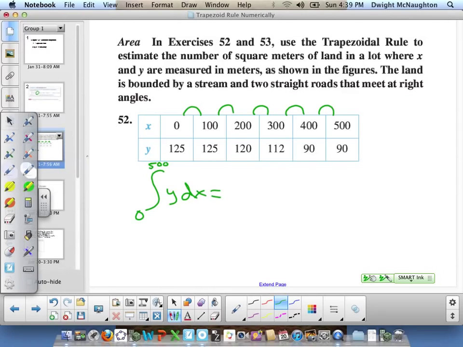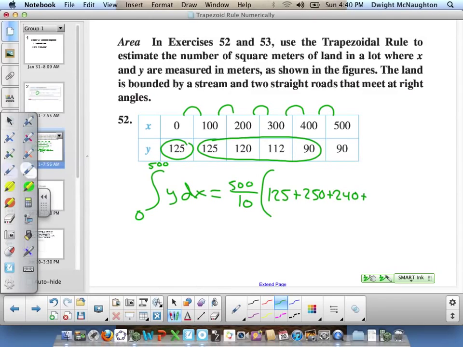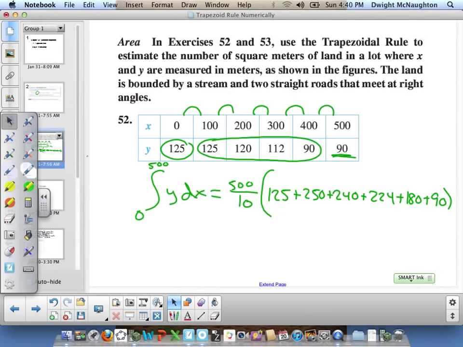So this will be 500 minus 0 over 2 times 5, which is 10, times this first height, which will get used once. These heights all here will get used twice, so we'll do 2 times 125 plus 2 times 120 plus 2 times 112 plus 2 times 90. And then this one, because it's only used once, 90. So that's the estimate of that area between the road and the stream as we calculate it.